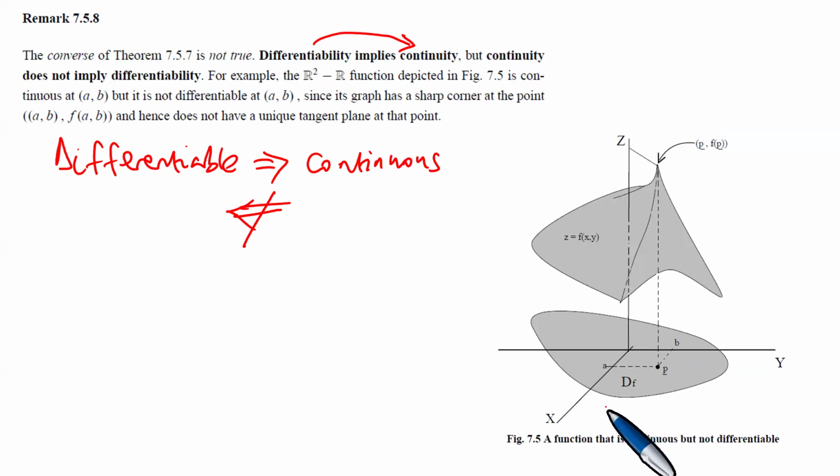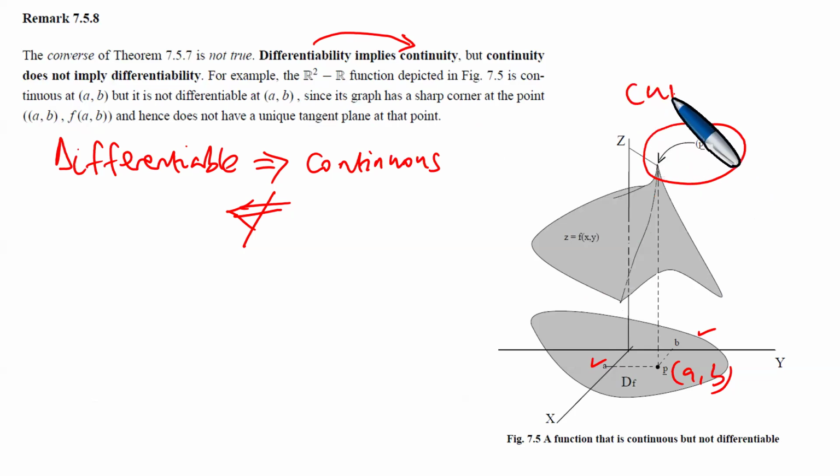So you are able to look at this function and say it is continuous at (a, b). If this is a and that is b, it is certainly continuous at the point (a, b). However, it is not differentiable at (a, b), since its graph has a sharp corner at that point. So we are able to see that here is the graph, and this graph has a sharp point, and at this sharp point, normally we have what we call a cusp, right?